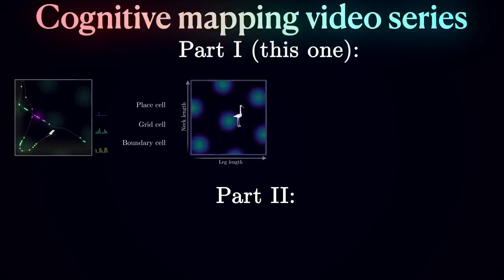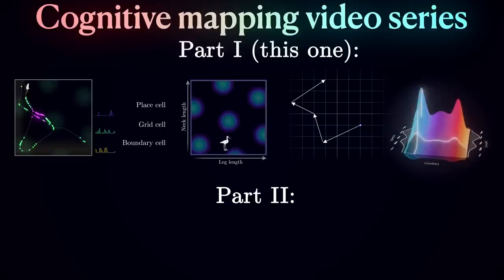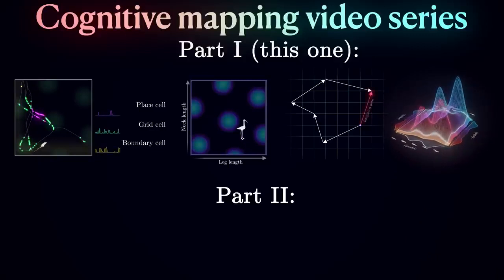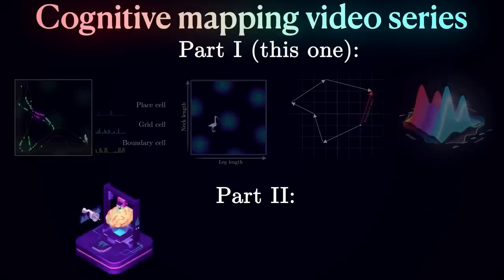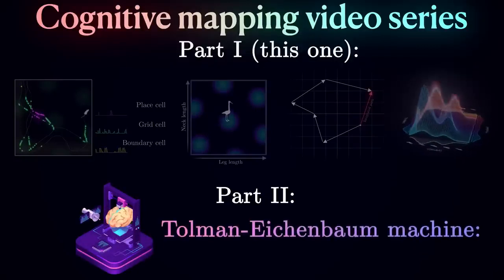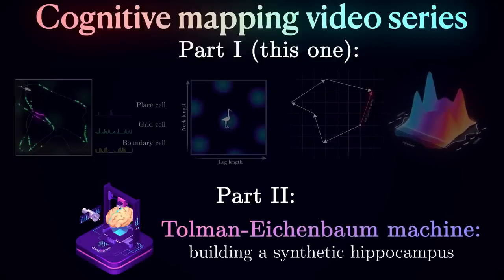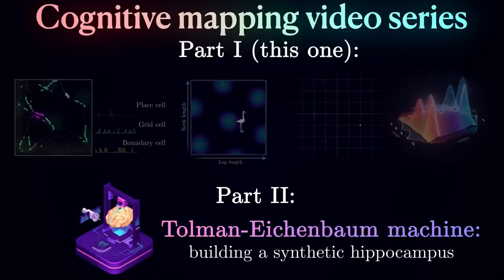Today, we will lay the foundation for the problem of cognitive mapping, introduce some general ideas, and look at the experimental data from modern neuroscience. And in the second part, we'll go through a particular computational solution to the problem of cognitive mapping, known as the Tolman-Eichenbaum machine, which might be the stepping stone on the path towards the first artificial hippocampus. If you're interested, stay tuned.